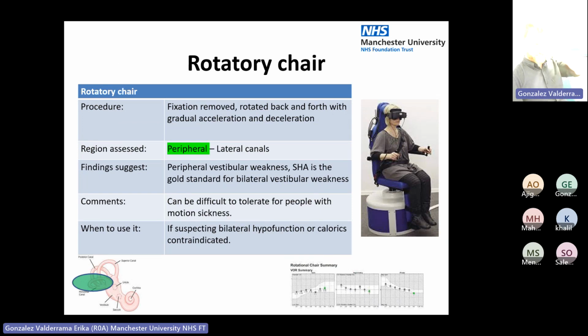This we have at this center, and there are not many of them in the country, but we're lucky enough to have one at this center. And the rotatory chair test is the gold standard for bilateral vestibular weakness.